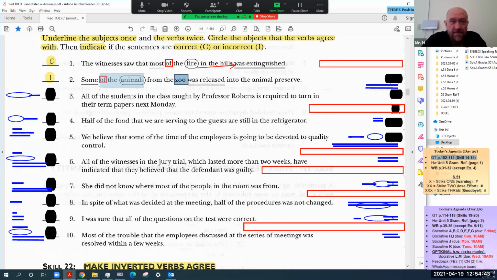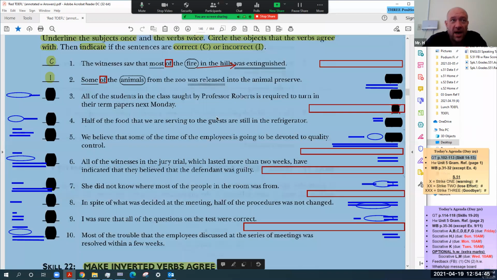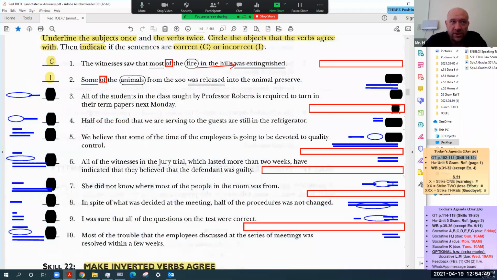Understand? Yeah? All right, let's do this exercise now. When you answer, guys, choose correct for number 1 and then incorrect for number 2. Okay? Start now.